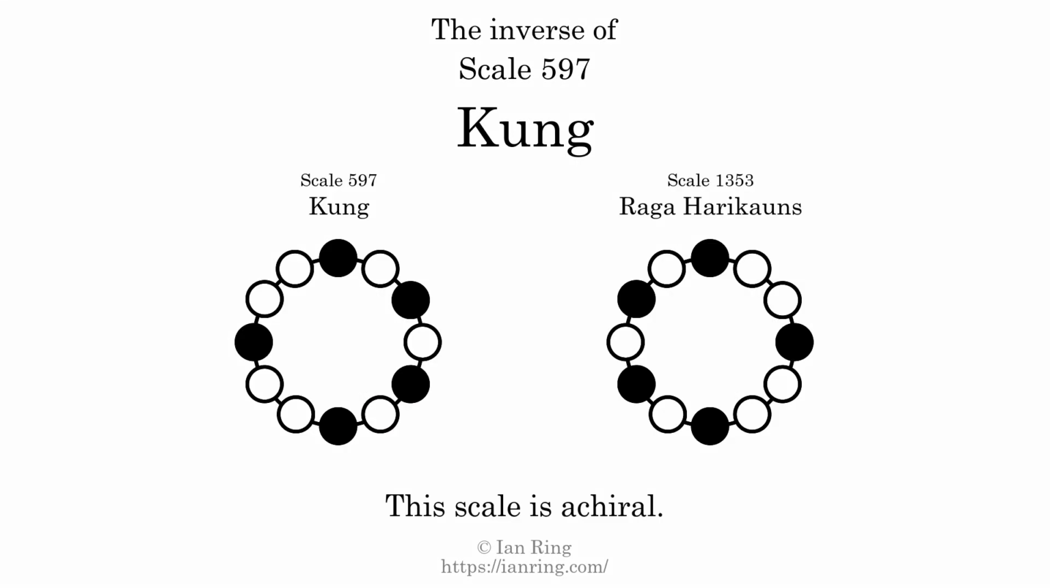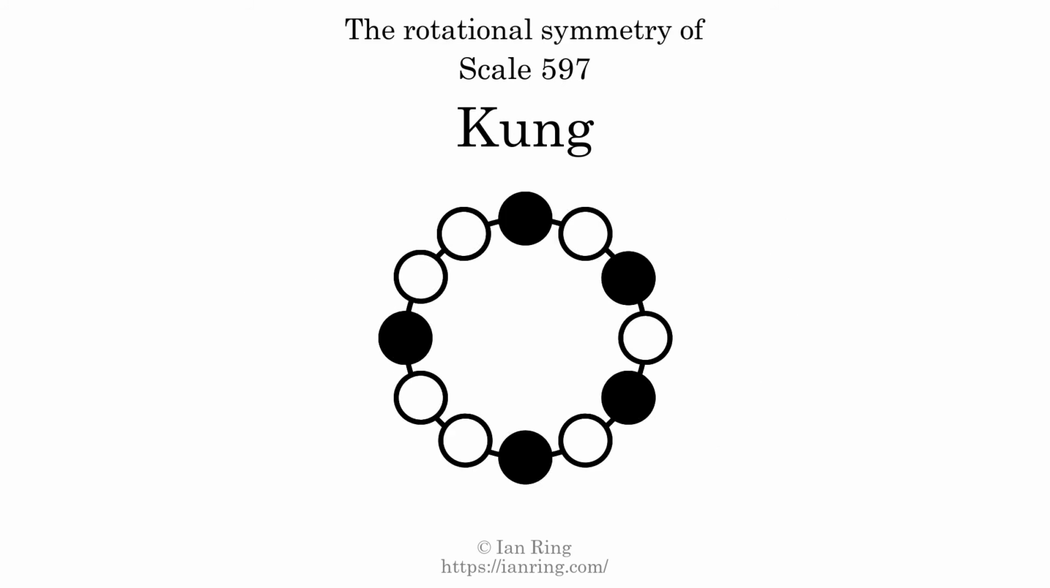The inverse of a scale is a mirror image. It is what you get when the sequence of intervals is reversed. The inverse of this scale is scale 1353, also known as Raga Herikons. This scale is achiral, since it can transform into its own reflection by a rotational transformation. This scale has no rotational symmetry.